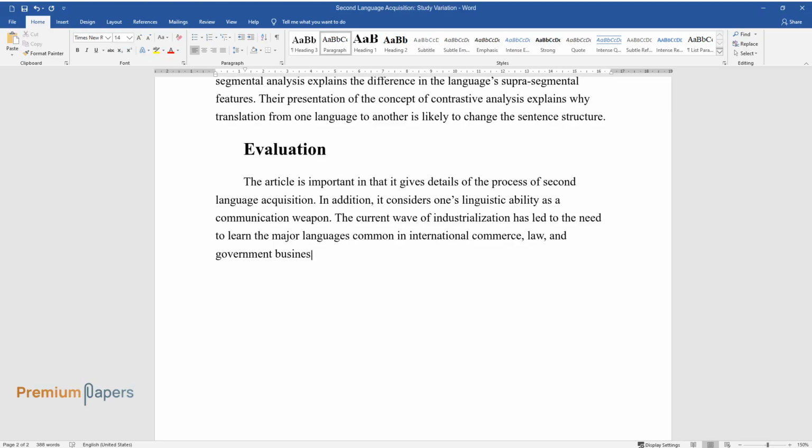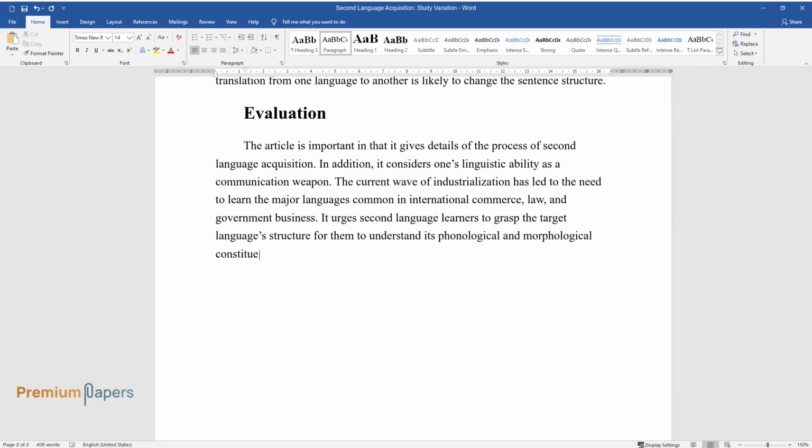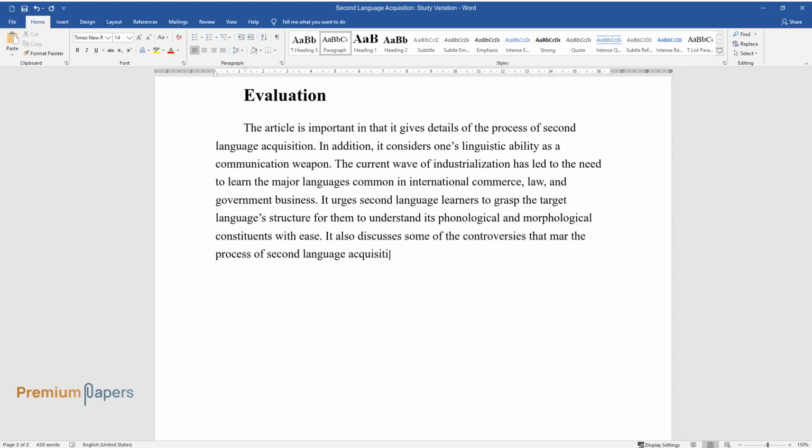and government business. It urges second language learners to grasp the target language's structure for them to understand its phonological and morphological constituents with ease. It also discusses some of the controversies that mar the process of second language acquisition among learners.